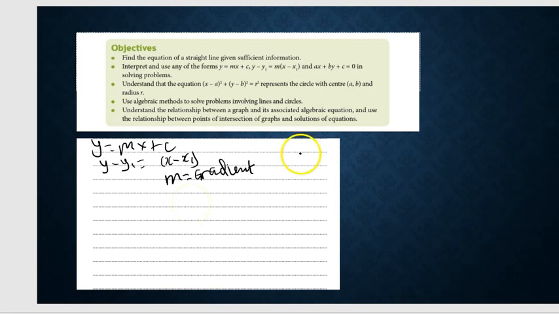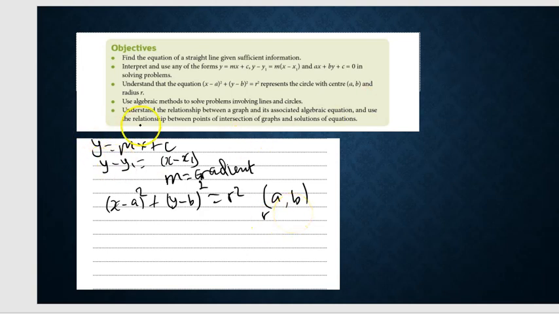Understand the equation x minus a, and if we add y minus b and square both sides, it is x minus a squared plus y minus b squared. This equation represents r squared, for the circle with center (a, b). So this is the equation of a circle. We are going to look at this concept and how we are also going to find r, where r represents the radius of the circle.